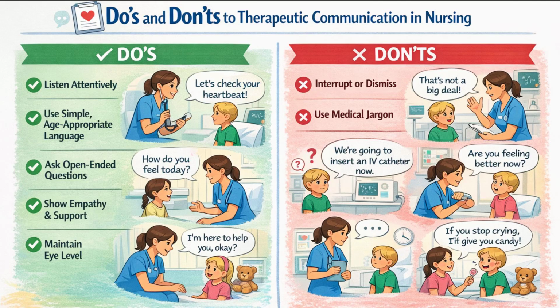For children with ADHD, do give one instruction at a time. Do make eye contact before speaking. Do use visual cues and reminders. Don't give long, complex directions. Don't expect prolonged attention. Don't punish without clear explanation.